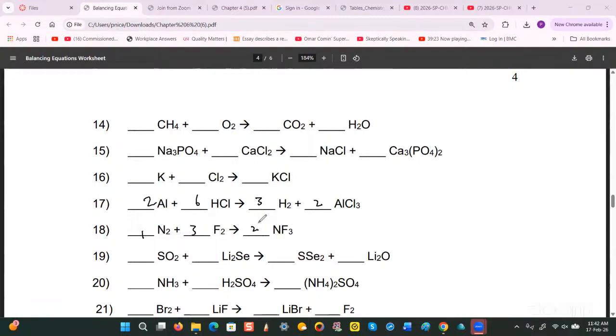That's correct. Yeah, you have 2 nitrogens on both sides. And 6 fluorines. You can see 6 fluorines. So basically, what you need to do as well, look at the fish, so that's 3.